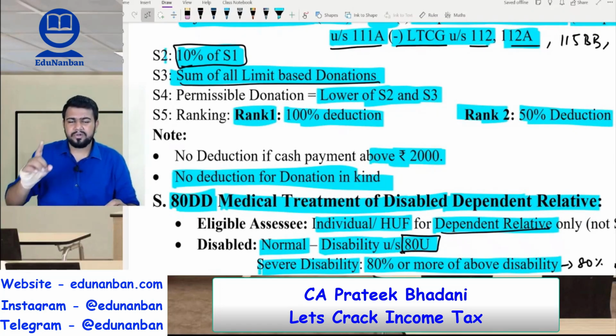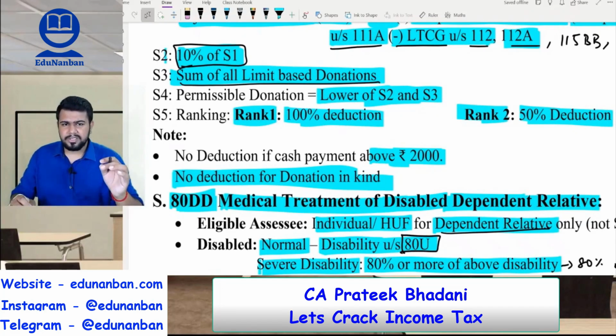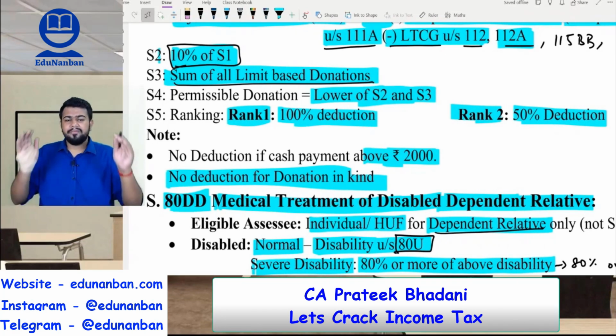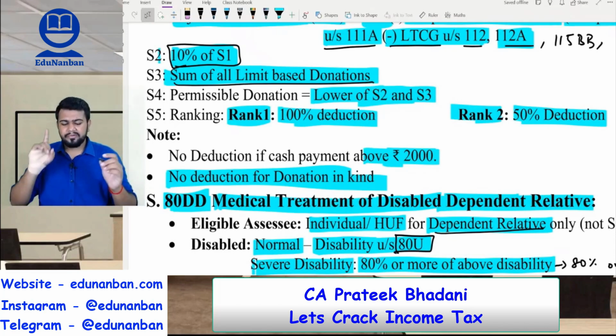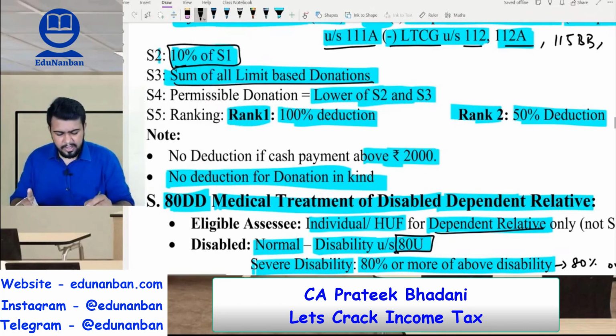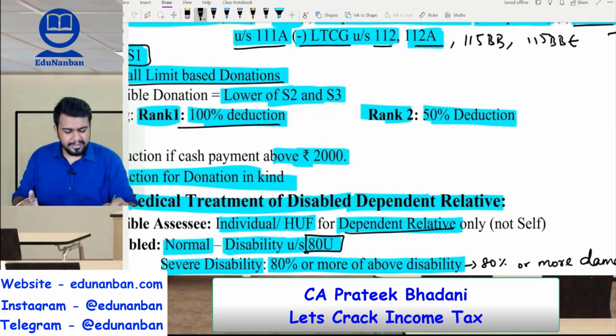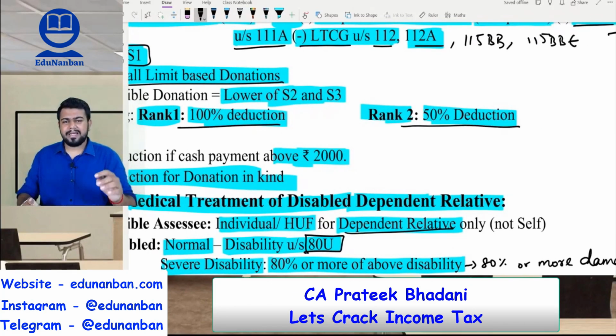10% of adjusted total income or actual donation which is in the limited category, whichever is lower. Okay. Now, when you find the total donation that is permissible, you have to give the first rank, that is first priority, to the 100% donation category, and then second priority to the 50% category.